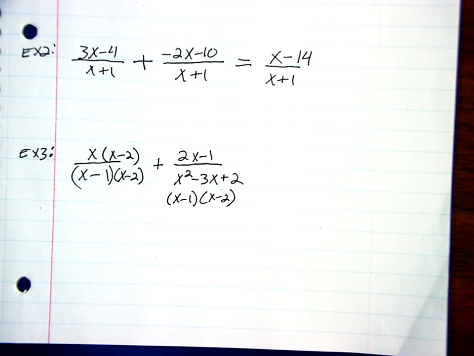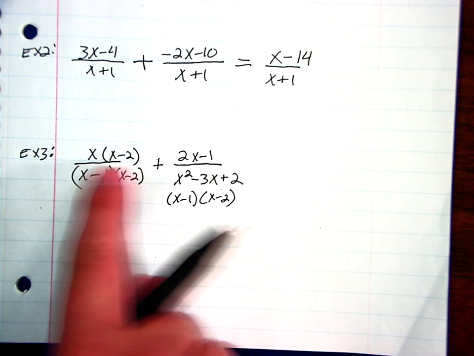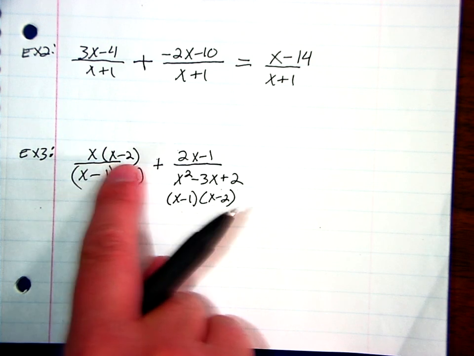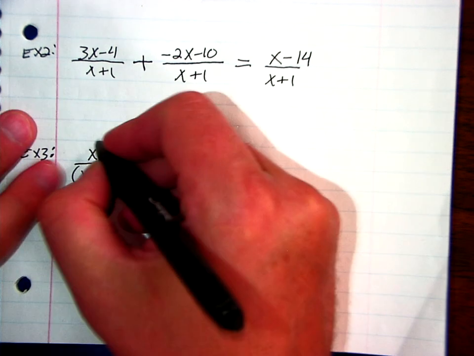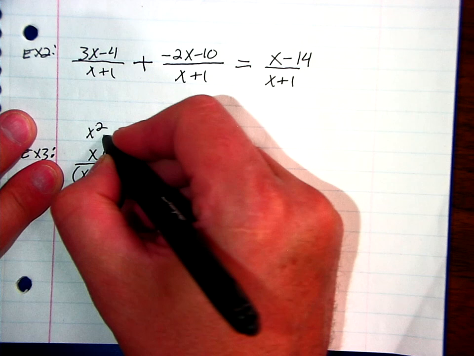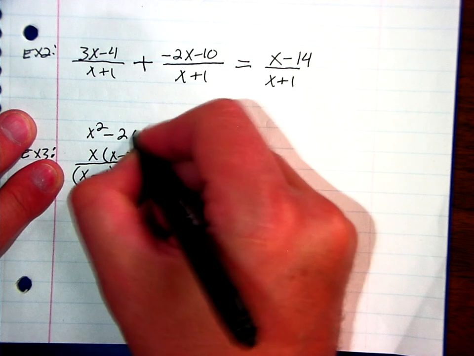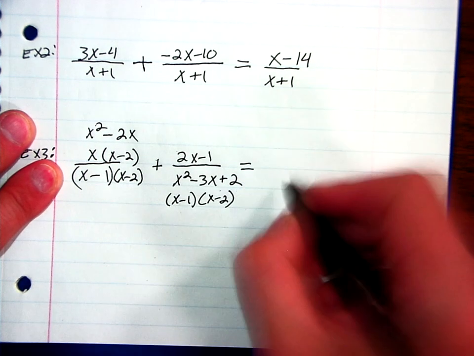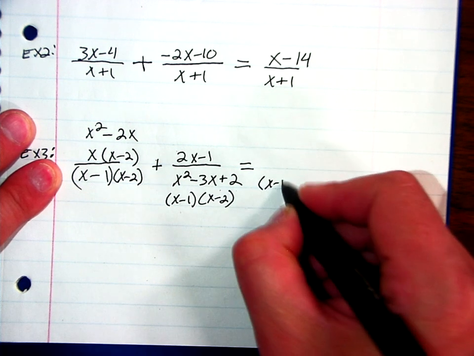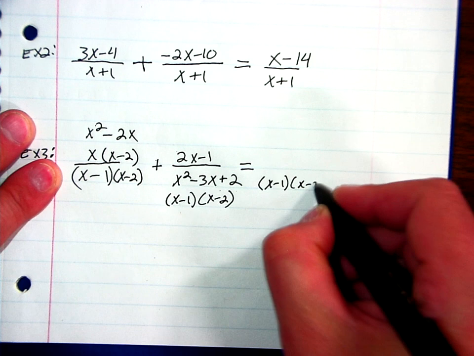All right, so now I have common denominators. What should I do with the top of this left fraction? Top left rational number. Distribute. X times x is, and x times negative 2. Perfect. All right, so the bottom, I'm going to write it in the factored form. X minus 1, x minus 2.